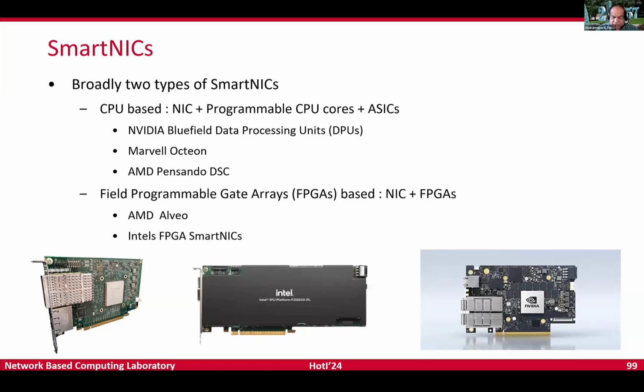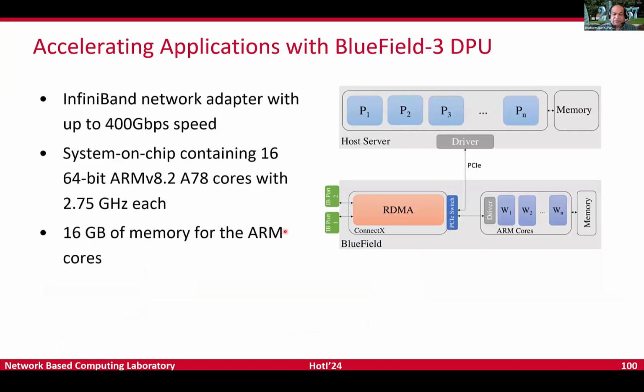Broadly, there are two types of smart NICs you will see. There are multiple terminologies floating around, smart NIC, super NIC, a lot of terminologies, but let's keep that aside and just get the basic concepts here. One is CPU based, where we have the NIC, programmable CPU cores, and ASICs. This is where the NVIDIA DPUs, data processing units, fall. Marvell has Octeon, AMD has Pensando. The other approach is to use FPGA based, field-programmable gate arrays, so you can use NIC plus FPGAs. This is where AMD Alveo and Intel's FPGA-based smart NICs come in.